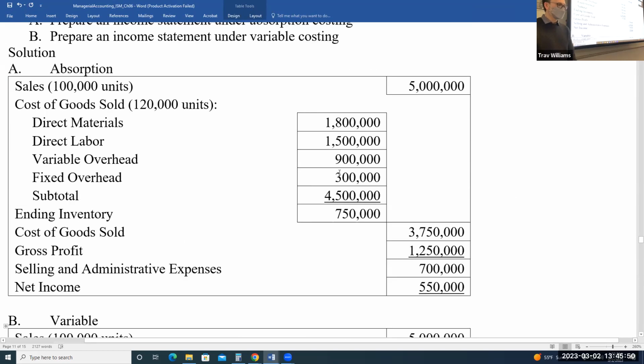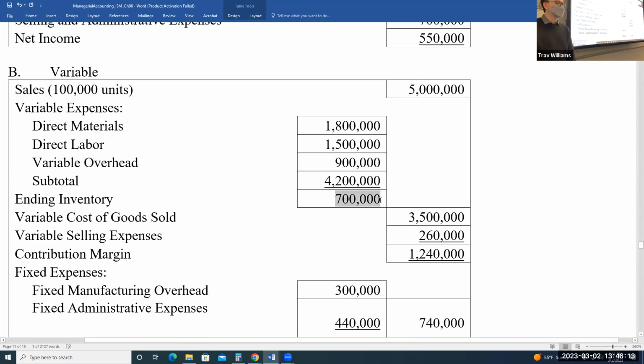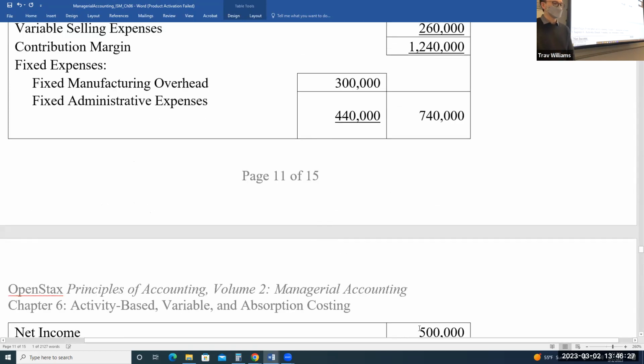Up here, we included that fixed overhead, right? But then remember, some of this ended up in ending inventory. So under absorption costing, we have $750,000 of ending inventory, and those costs are getting shifted to the next period since they didn't get sold in this period. Under variable, there was only 700,000 in ending inventory. That's a $50,000 difference. That $50,000 stayed in this period and it decreased our profits. So we have $50,000 less net income. So exactly right, Joseph.